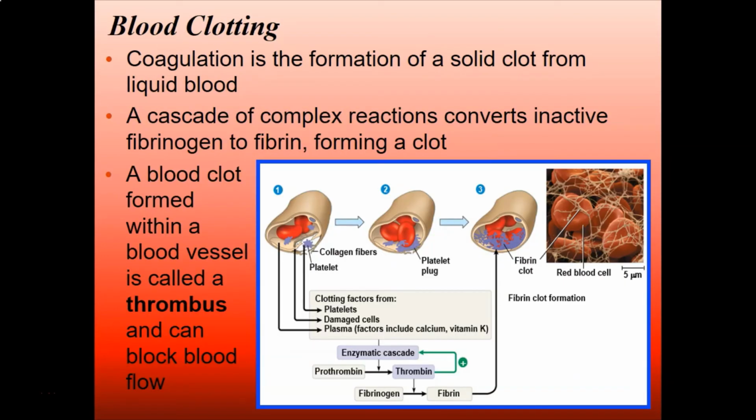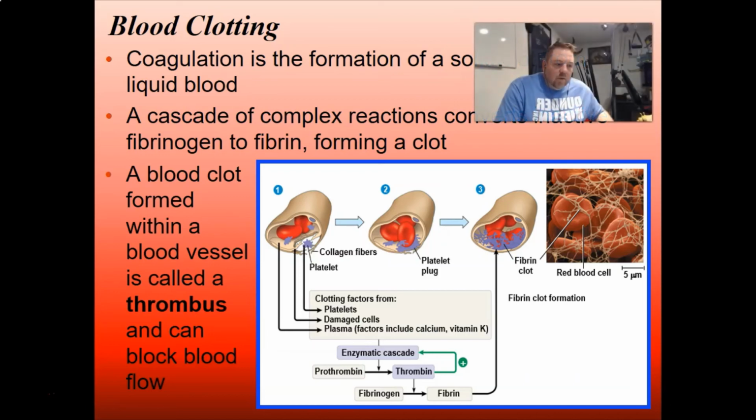Coagulation is the formation of a solid clot from liquid blood, right? And a cascade of complex reactions converts inactive fibrinogen to fibrin, forming a clot. And a blood clot formed within a blood vessel is called a thrombus and can block blood flow, right? So when there's damage to a blood vessel, clotting is a great thing because you're not going to allow your blood to escape and leak out. However, sometimes when clots do form, they can be dangerous, right? If this thrombus moves around or things like that.